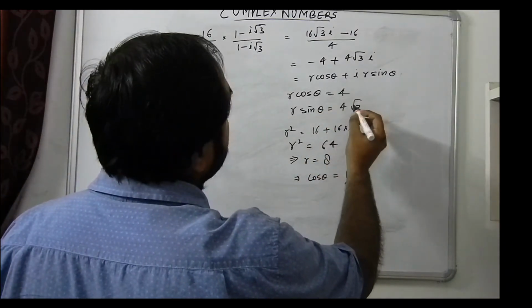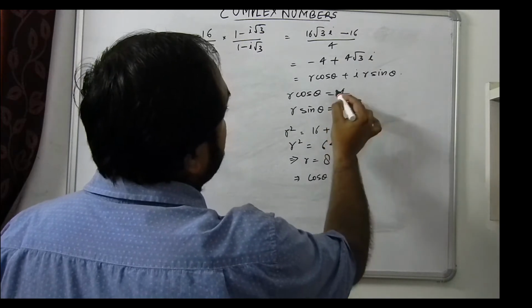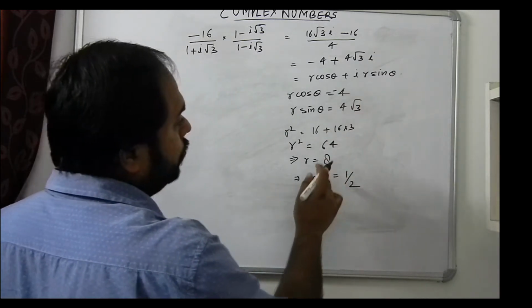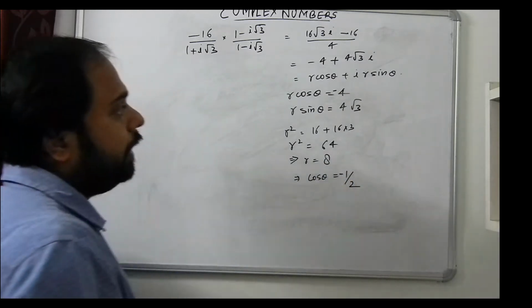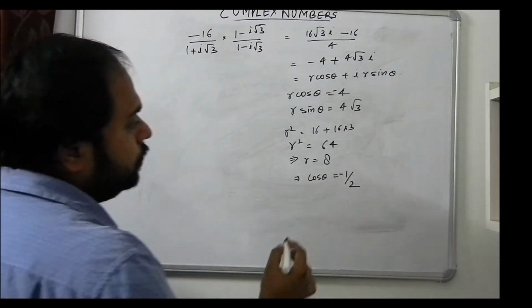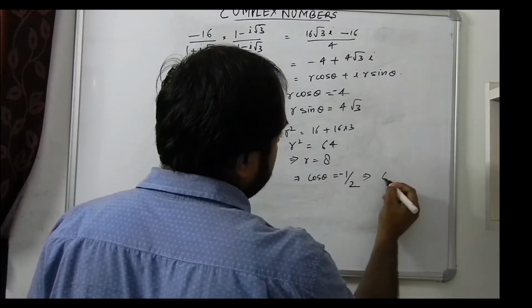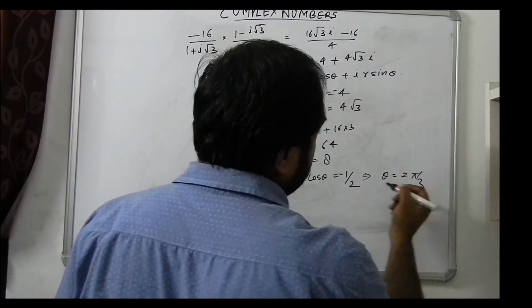So here, r sin theta over r cos theta is equal to minus 4. So here it becomes minus 1 by 2, right? So this implies that theta is equal to 2 pi by 3, right? And that's the answer, right?